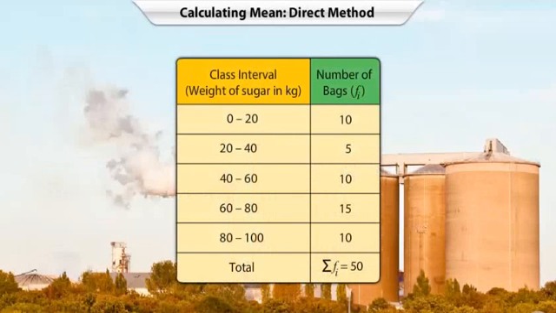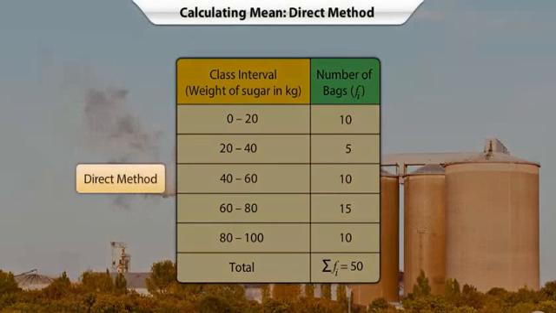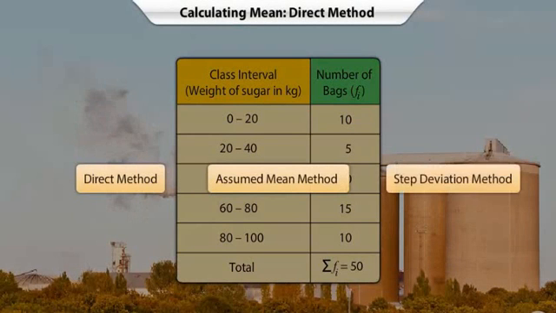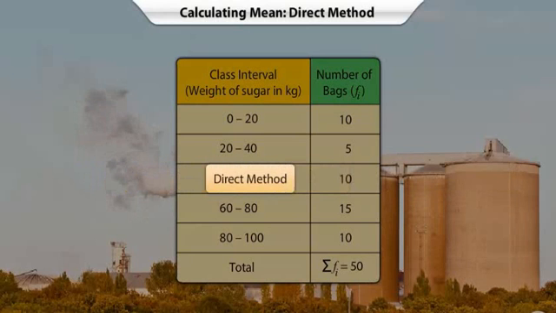Mean of grouped data could be calculated using three different methods: the direct method, the assumed mean method, and the step-deviation method. Let's begin by calculating mean using the direct method.